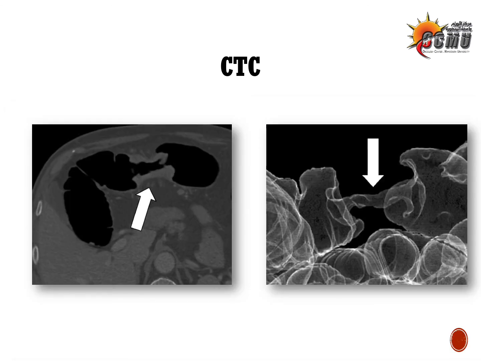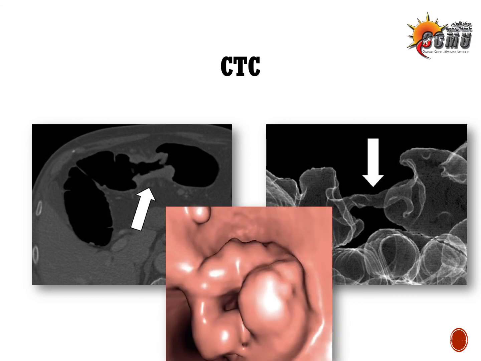And actually carcinoma can also be seen or demonstrated, like in this CTC rendered image on the right, the apple core appearance, an axial cut from a CTC. This is the inside view of this huge mass causing the apple core appearance.